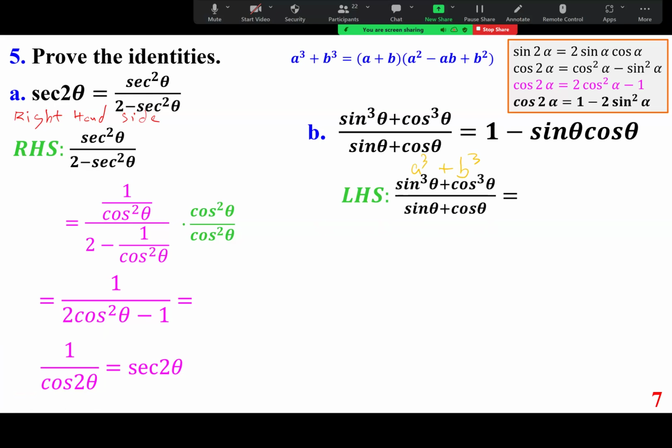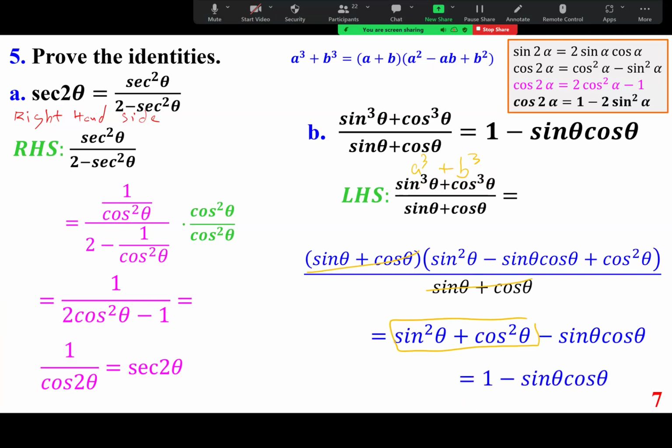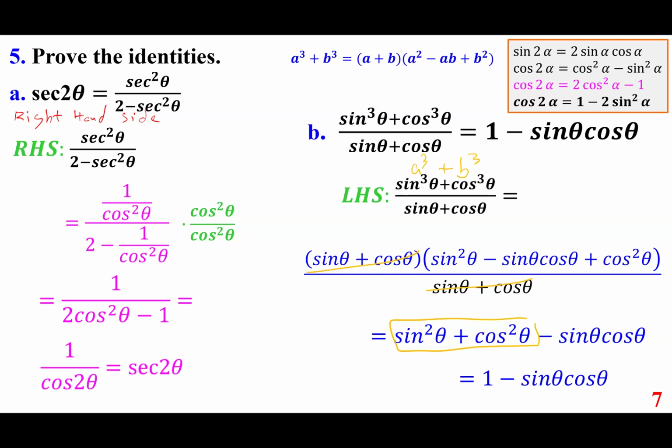So the top becomes sine plus cosine times sine squared minus sine cosine plus cosine squared, and the bottom remains. By the way, I don't want you to mistakenly think you have a 2 here. You don't. Otherwise, this becomes a perfect square trinomial, and it's not. So these two are identical, and we can drop these two. What you're left with is sine squared plus cosine squared minus sine theta cosine theta. And as you know, sine squared plus cosine squared is 1, one of those Pythagorean identities. And we're done, everybody.